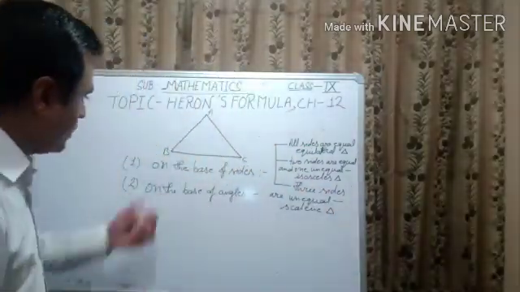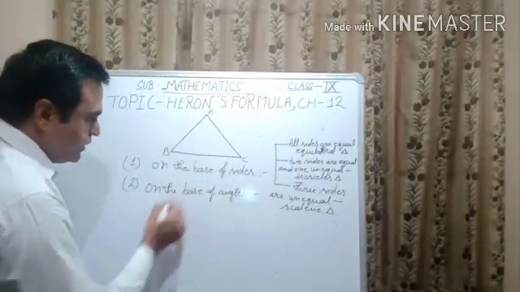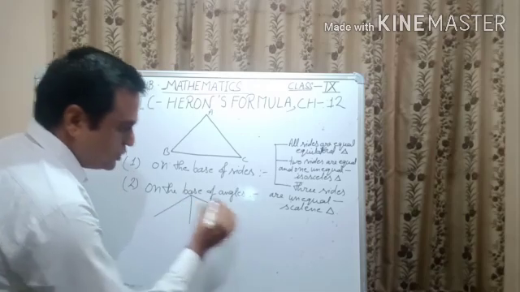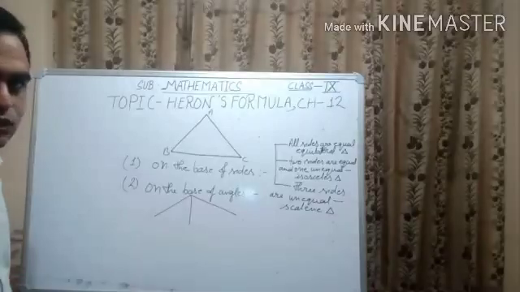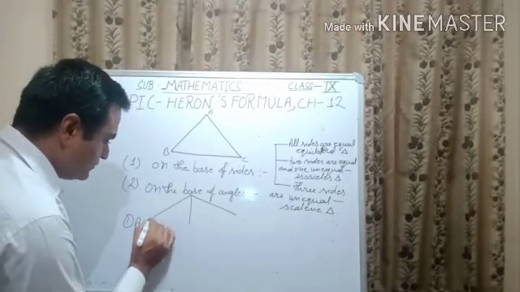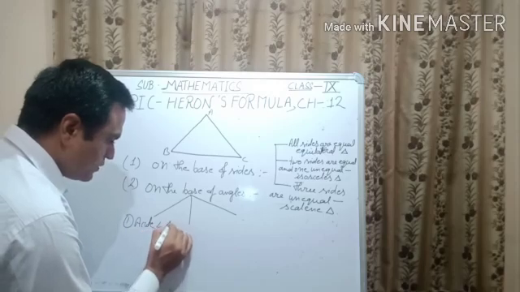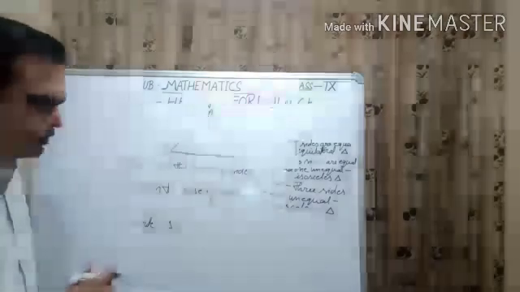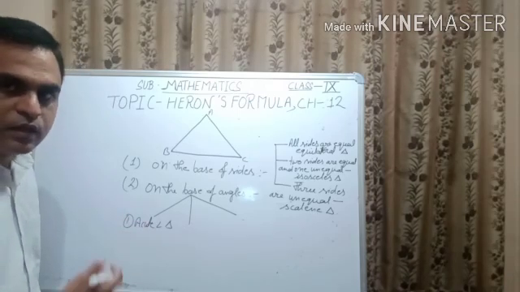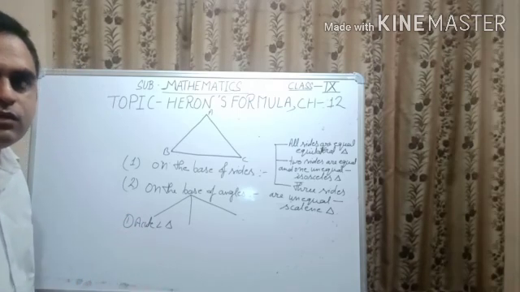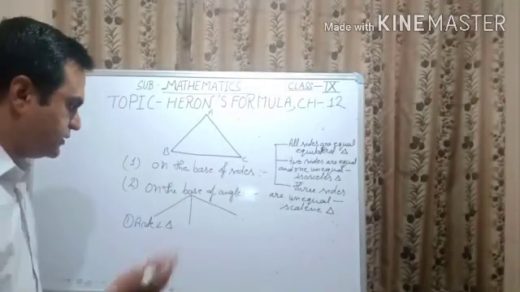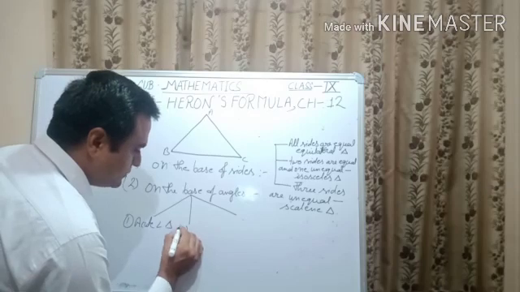Okay. Now on the base of angles, the triangle is of 3 types. One is acute angle triangle. A triangle in which all 3 angles are acute angles, then we can say that the triangle is acute angle triangle. As we very well know, the sum of all angles in a triangle is 180 degree. Second is right angle triangle.